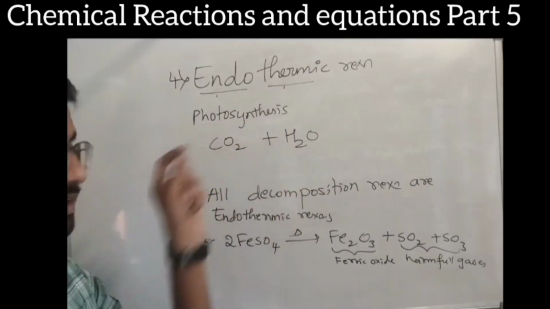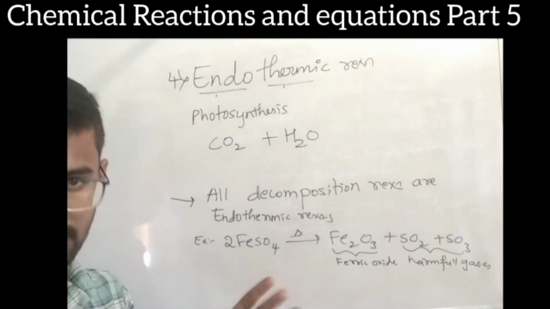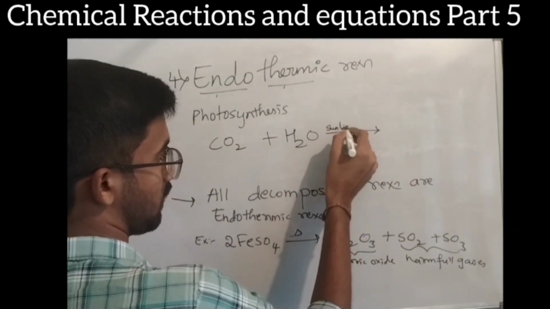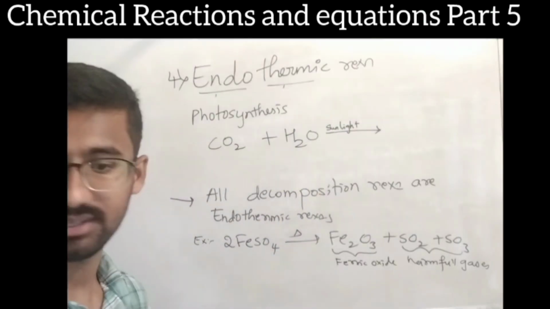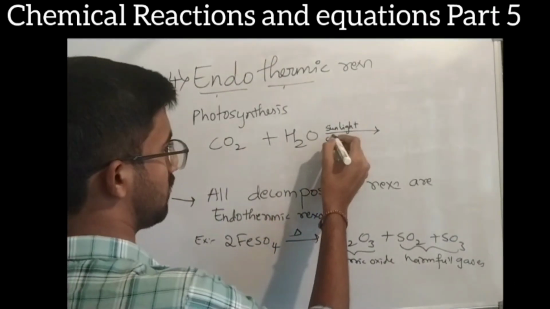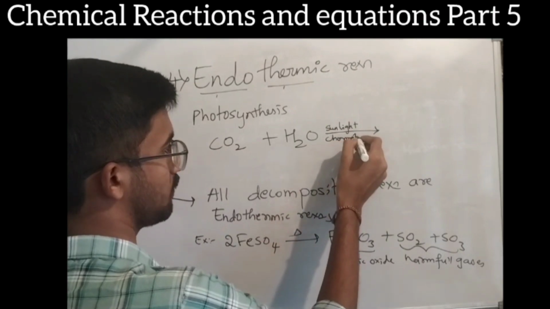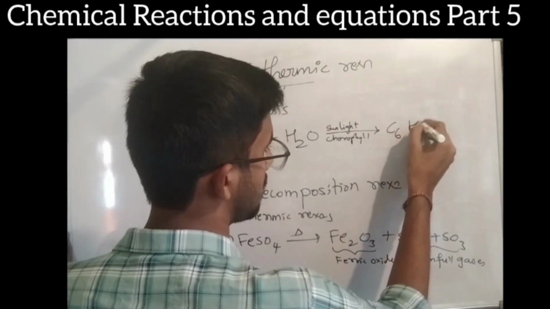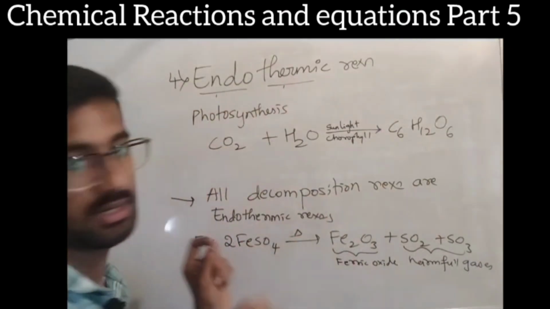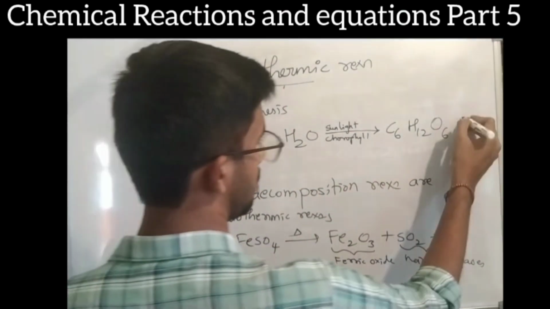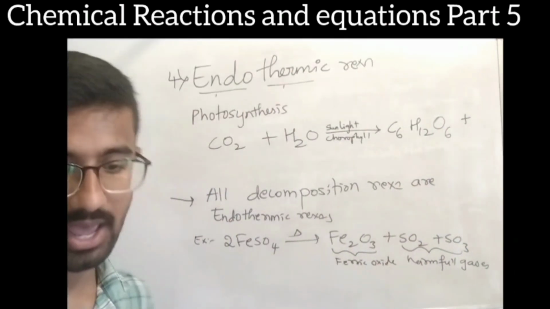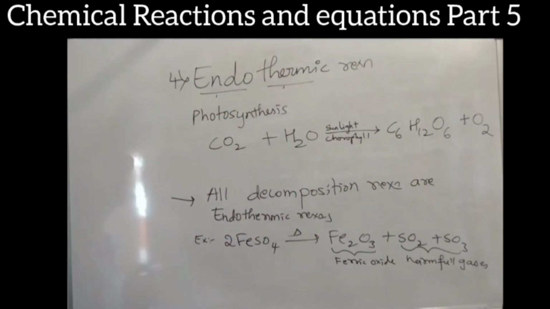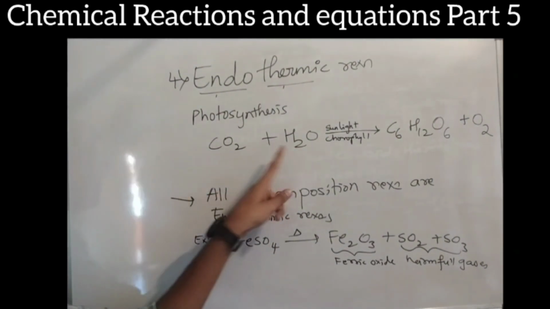When carbon dioxide and water react with each other in the presence of sunlight, or we can also say in the presence of chlorophyll, it gives C6H12O6, which is glucose, as a product, plus the byproduct oxygen. Clear? Is it clear? Carbon dioxide, water.